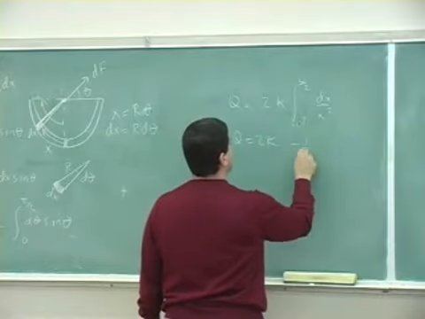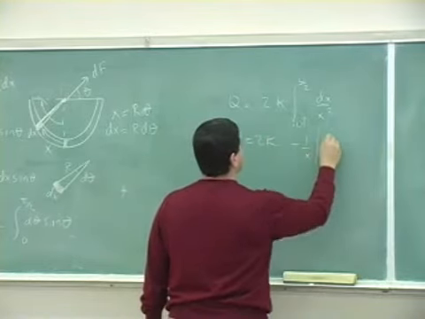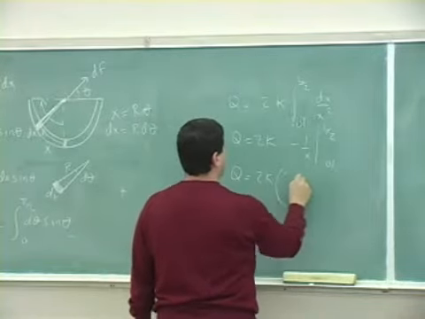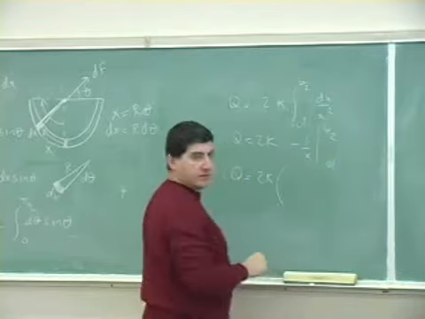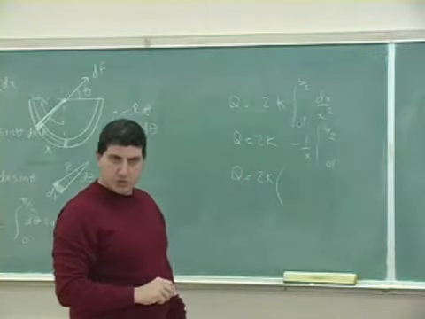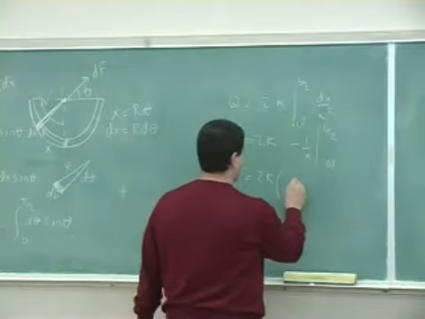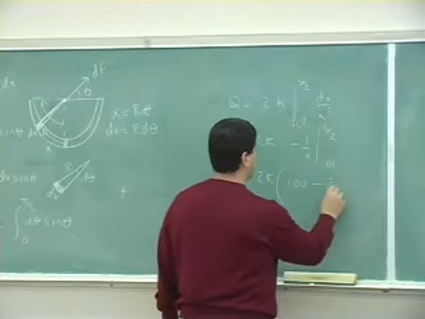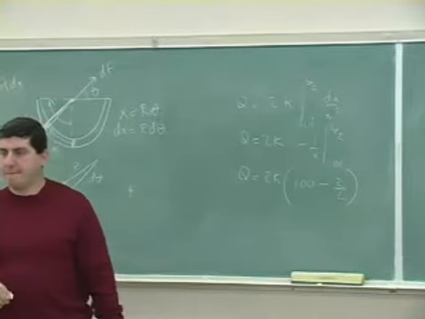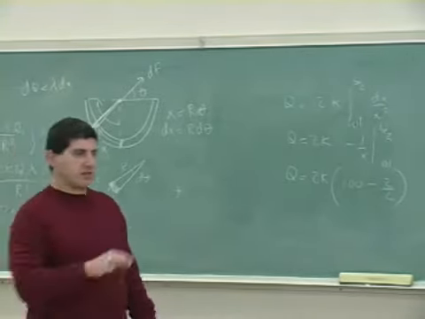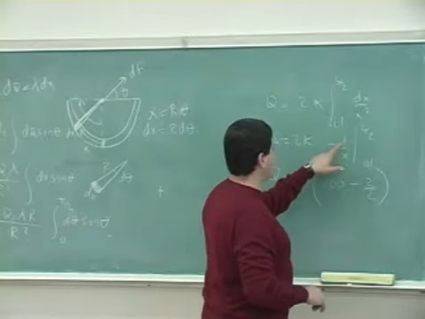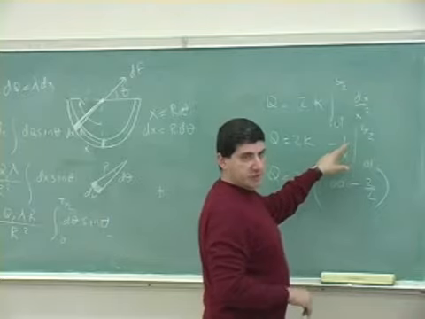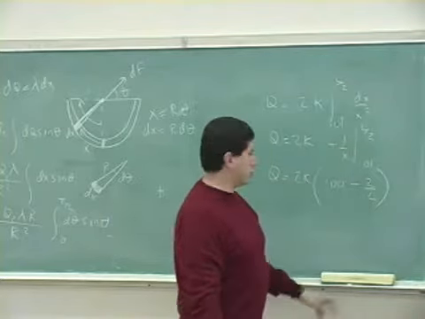Negative 1 over x from 0.01 to L over 2, and then we get what? 1 over 0.01, which is 100, right? 100 minus 2 over L. I kind of did that quickly. I put this in, and I get a negative. Then I put this in, I get a positive, right? And then 1 over 0.01 is 100.